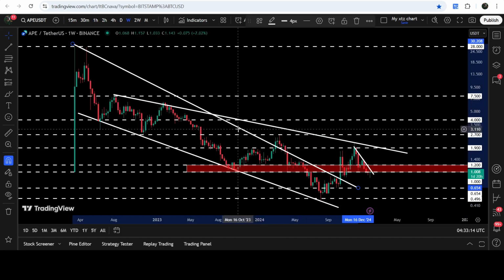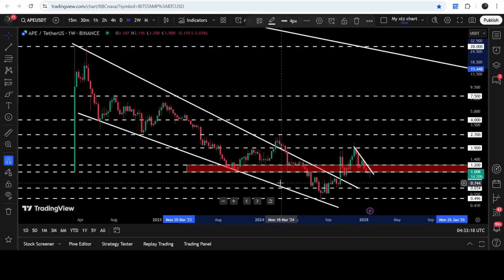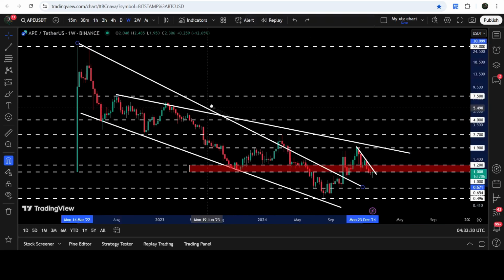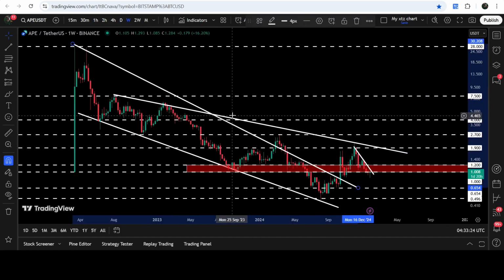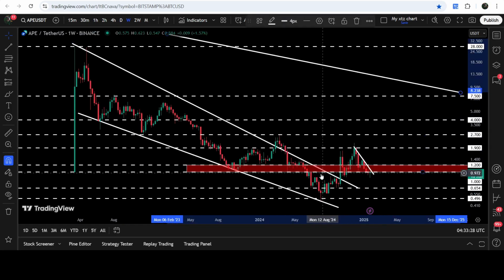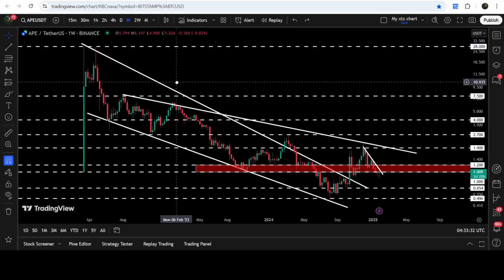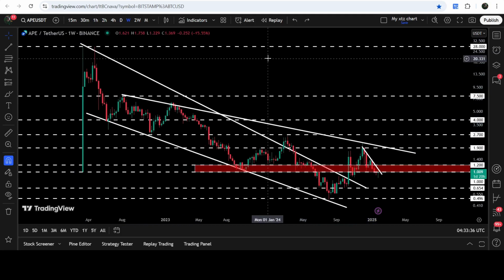And here you can also observe that we have already broken out of a very big falling wedge pattern as well. This was the broadening falling wedge pattern, and right now the price is still moving inside this broadening falling wedge pattern. But we have already broken out of this other falling wedge pattern, and the long-term target for the breakout from this falling wedge pattern is here at the top of the wedge. That is somewhere between $28 to $30.